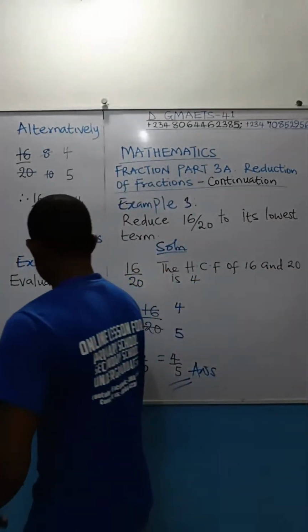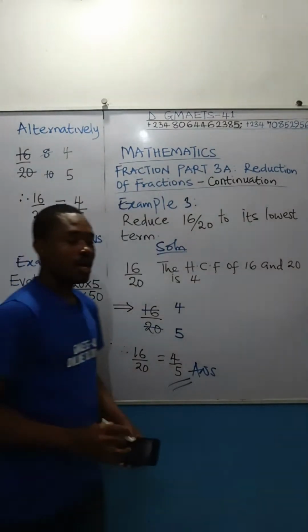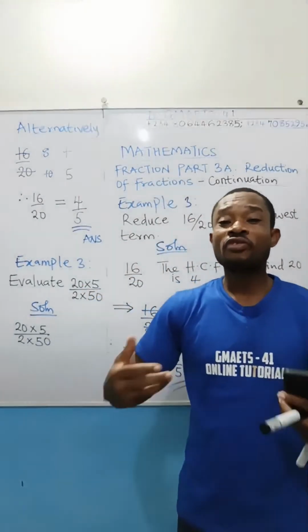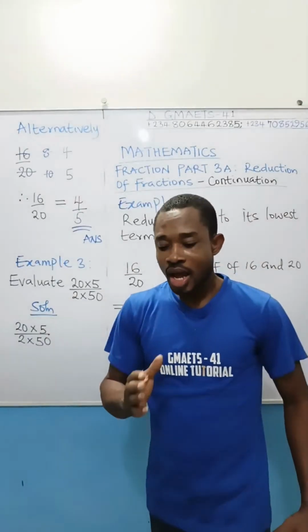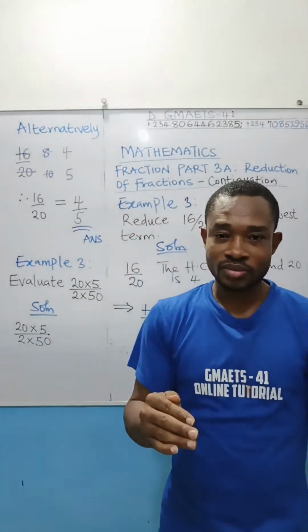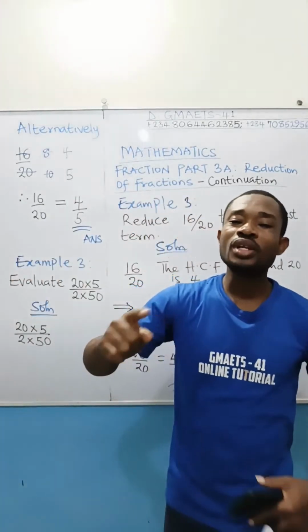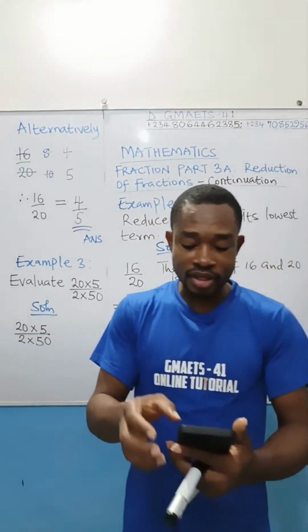So here we have 20 times 5 over 2 times 50. Now, how do you solve this problem? You have to divide first before you talk about multiplying. In BODMAS, you do division before multiplication. One advantage of that is that division will reduce the number for you, so that it becomes easy for you to multiply. But multiplication will increase the number, whereby dividing might become a bit difficult for you.